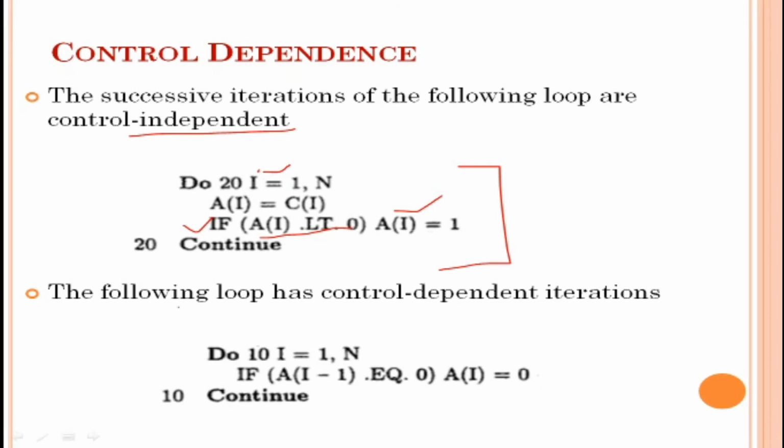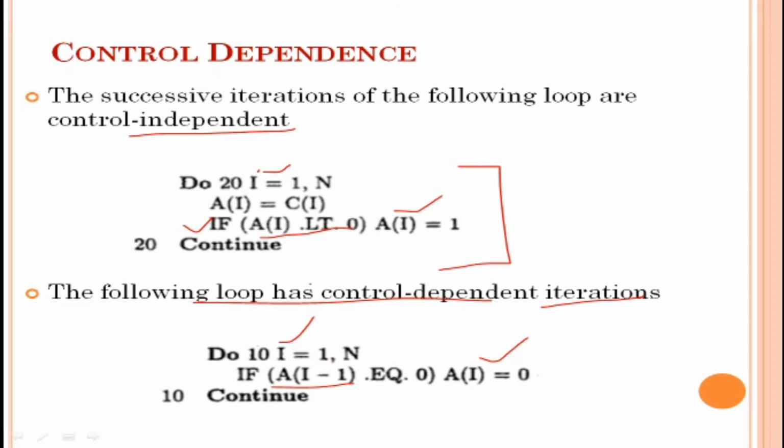Then in the second example we can see that these statements are the control dependent iterations. How will we see? If I is equal to 1, then if A of I minus 1, that is 1 minus 1, then it becomes A of 0 equal to 0. I'm checking the conditions here. I minus 1, that is A of 0 equal to 0. Then I am performing A of I equal to 0, which is a control dependent iteration, right? So it depends upon the value of I, then A of 0, right?